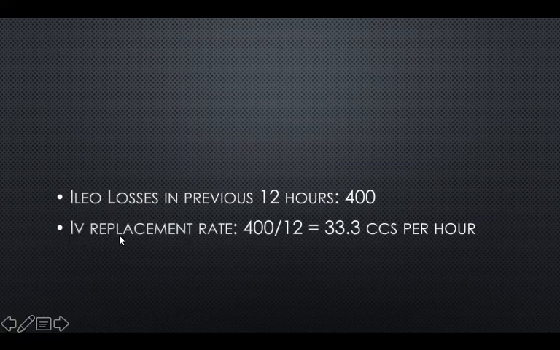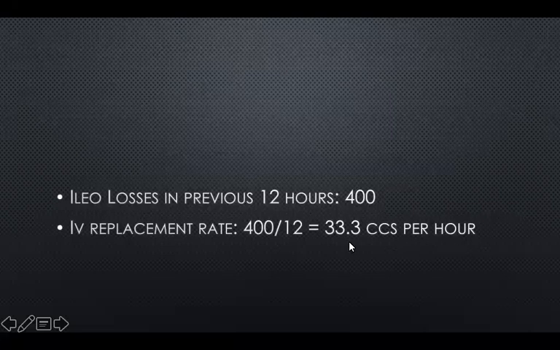And so the IV replacement rate is 400, the amount that was lost, divided by 12, because there's 12 hours in our current shift, equals 33.3 cc's per hour. With the IV machines, you typically round to the 10th. Honestly, some nurses won't even bother rounding for replacements. They'll just enter 33 cc's an hour.